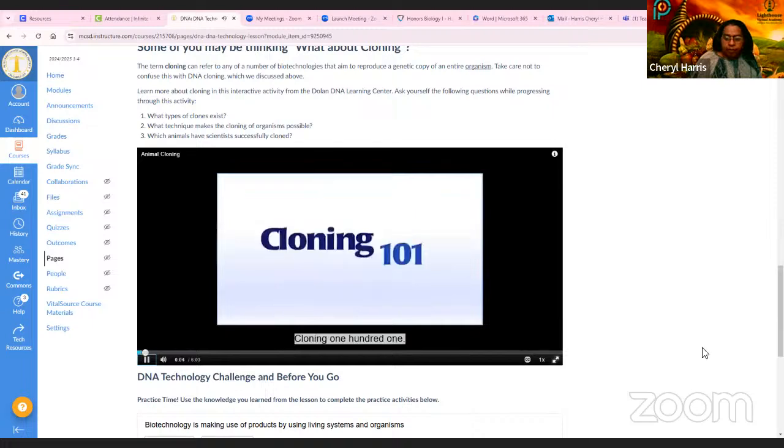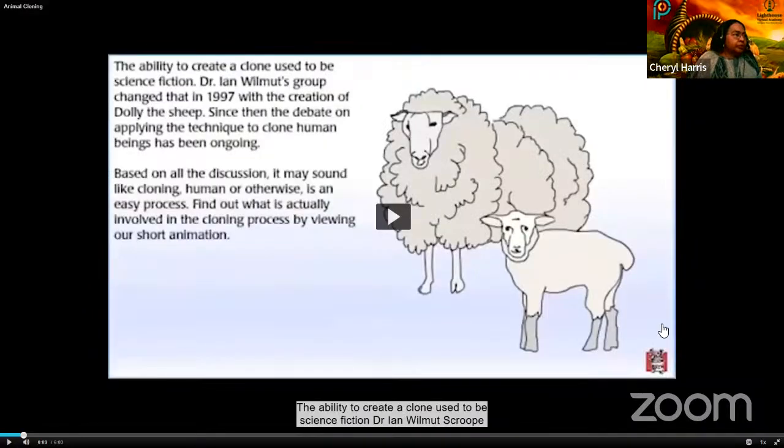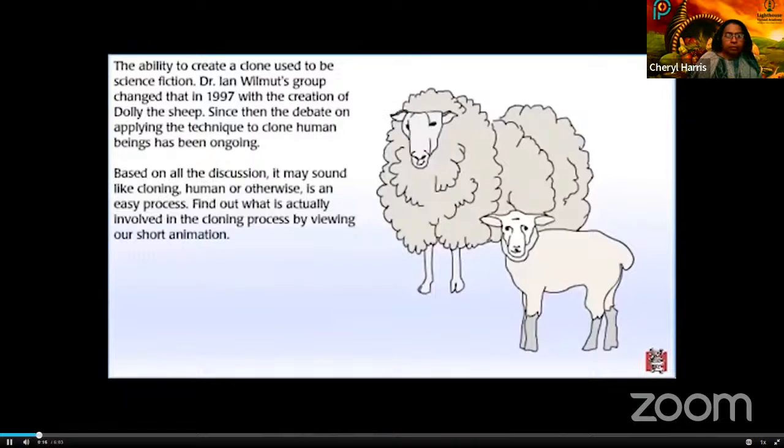The ability to create a clone used to be science fiction. Dr. Ian Wilmot's group changed that in 1997 with the creation of Dolly the sheep. Since then, the debate on applying the technique to clone human beings has been ongoing. Based on all the discussion, it may sound like cloning, human or otherwise, is an easy process. Find out what is actually involved in the cloning process by viewing our short animation.